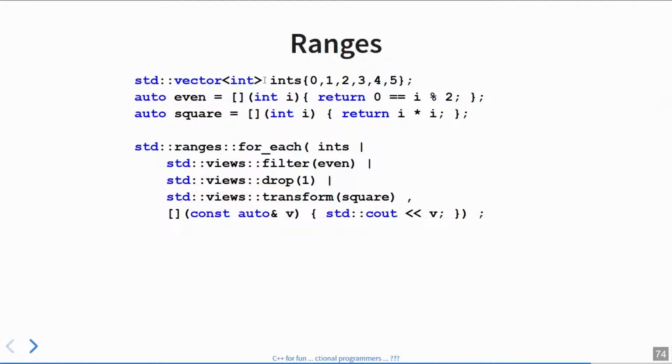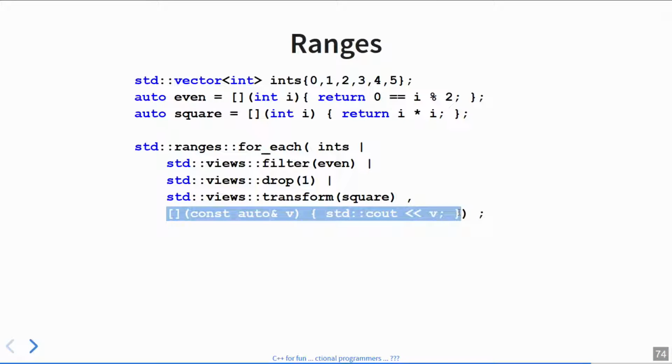So we have again a vector with input data. I have an even and a square function. I have a for each loop, but it is a function. I put in the data, pipe this into the filter, then I drop the first element and then transform it, which is map in your language. And here is actually the last function. This time I have a side effect because I write out to the console, but sometimes you need to do useful things.